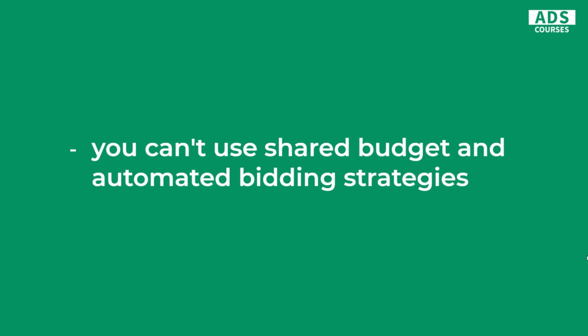And the last one, you can't use shared budget and automated bidding strategies at the same time. So if you want to actually test automated bidding strategies on your campaigns, you need to set up a campaign level budget. So simply take a larger period of time, like 30, 60 days, calculate your average daily spendings in this campaign, set up your daily budget and switch to automated bidding strategies.